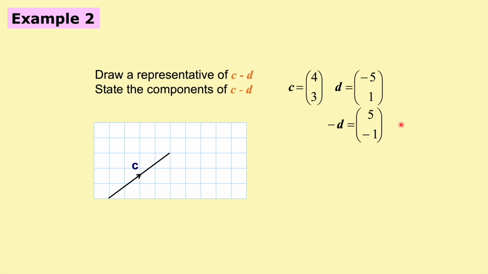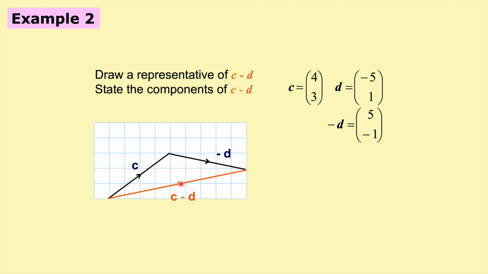So we're going to start by drawing out C, and then we're going to add on our negative D. So we're going to subtract D by going along 5 and then down 1. So this direction, and remember we must draw on our resultant vector. So starting our little journey from this side, ending up over here, and that's the direction we're going in.